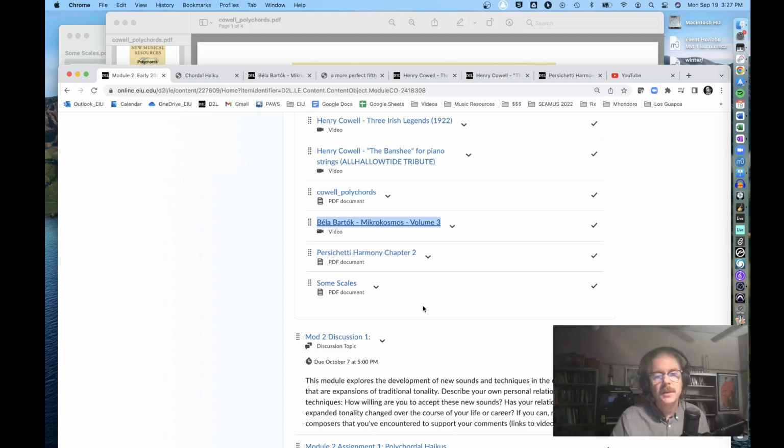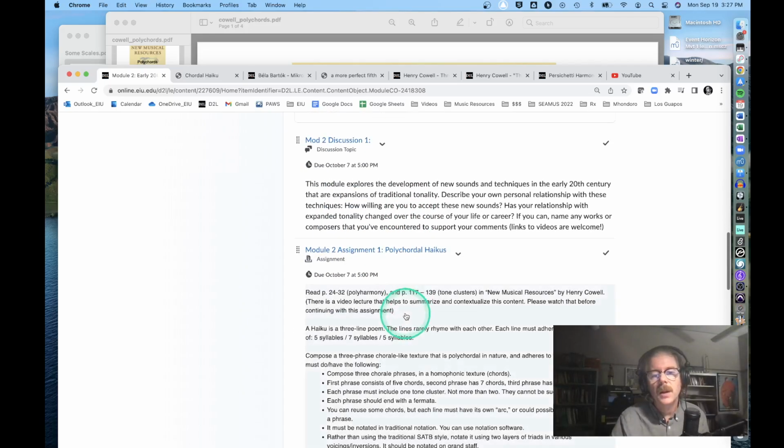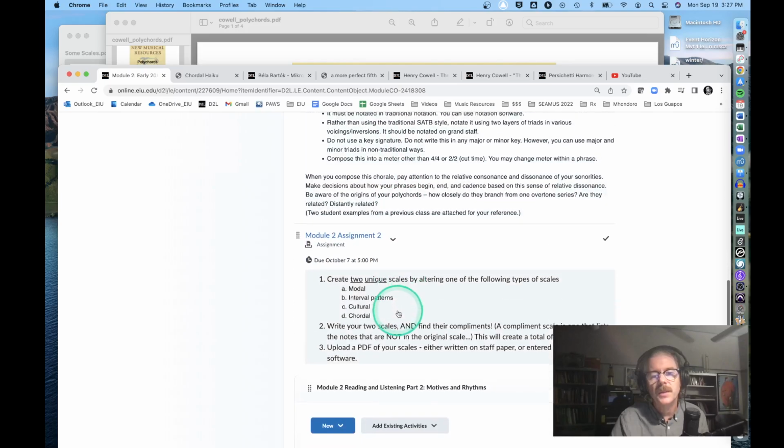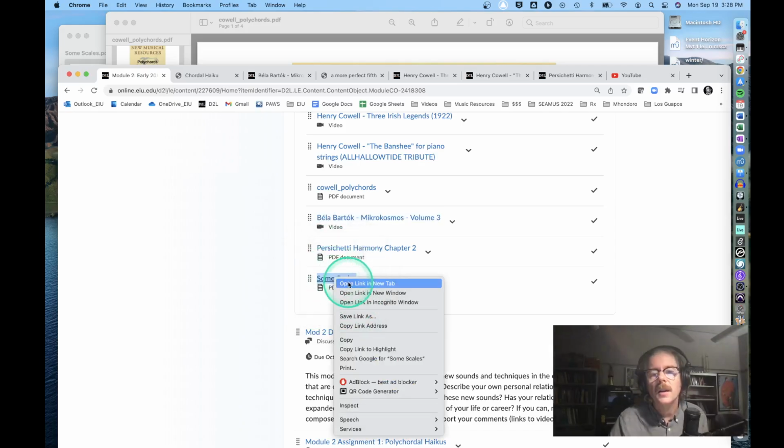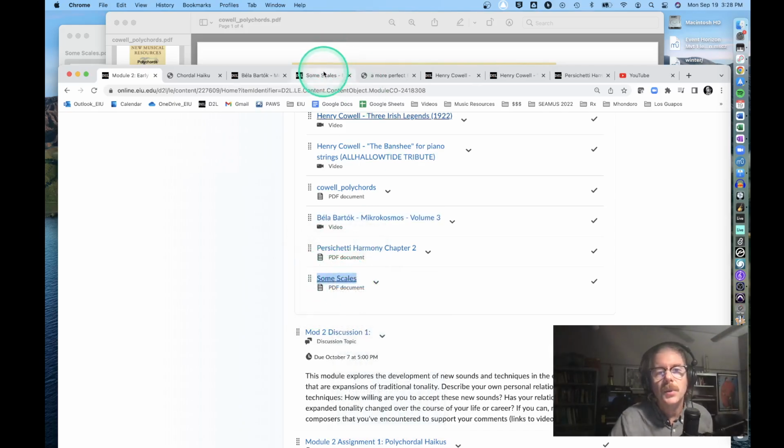And so for this part of the assignment, for this portion of the module, is simply just to write 2 unique scales by altering one of the following types of scales, either a mode or interval patterns or any of the cultural or chordal scales that we see on this list. And I have a list of some scales here for your perusal, just to kind of check out and play through.